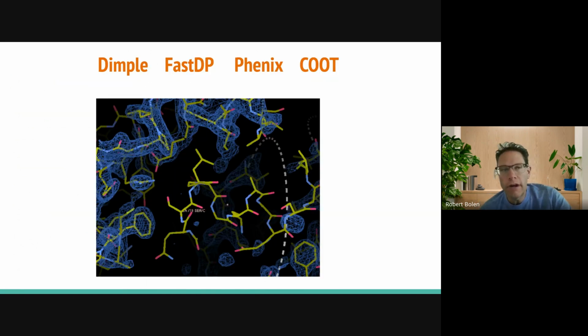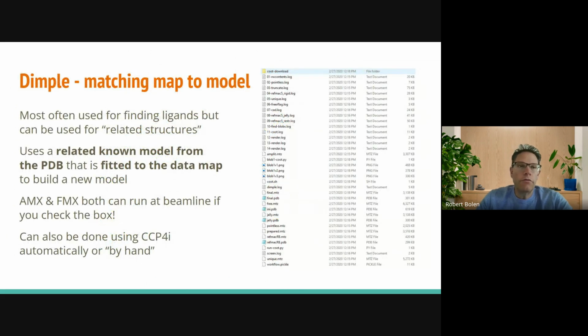So these programs, DIMPLE, FastDP, Phoenix, and Coot, allow us to superimpose a model in yellow onto this map. And the map is what we can utilize to construct our protein. Okay, so DIMPLE is an automated program that matches the map to the model, and most often this is going to be used to find if there's anything bound inside the protein itself.